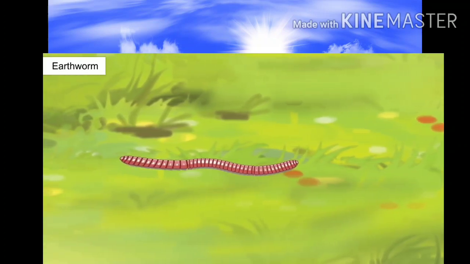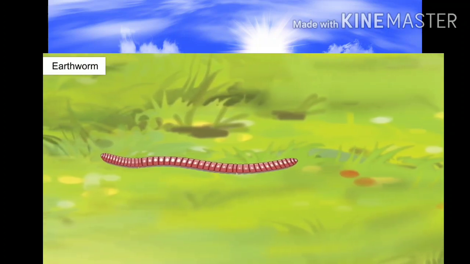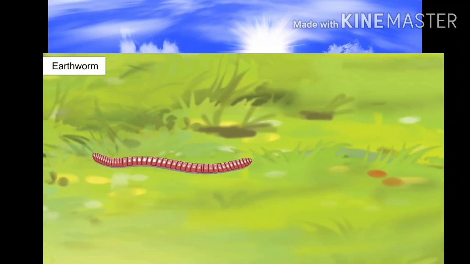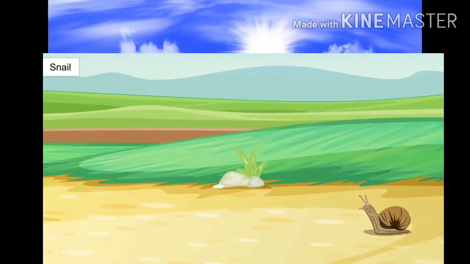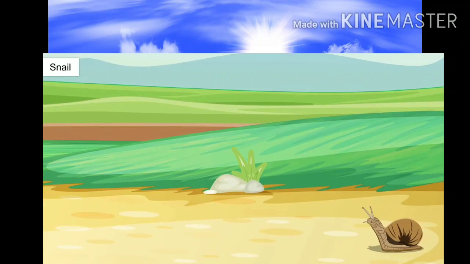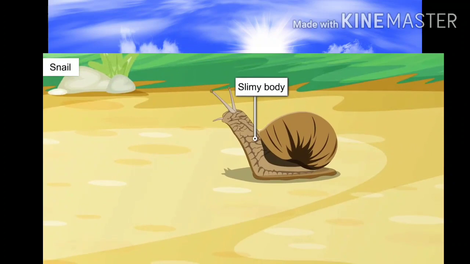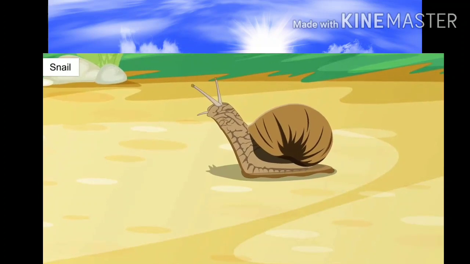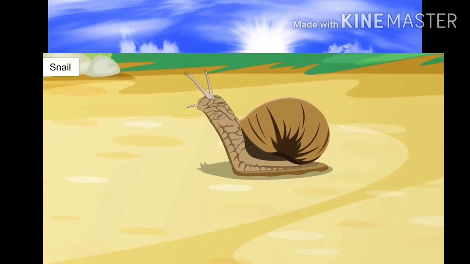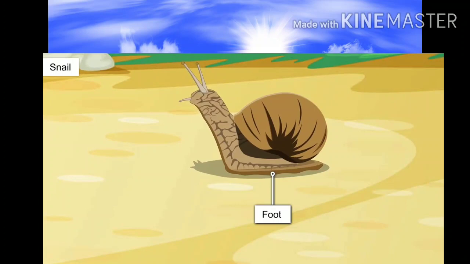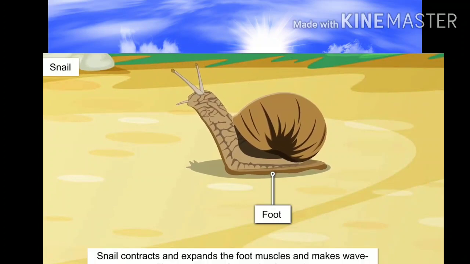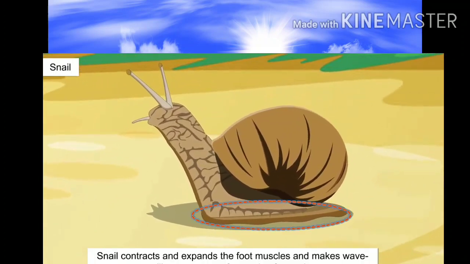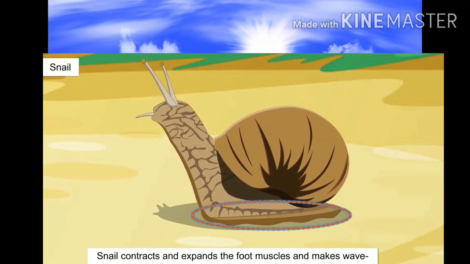Like an earthworm, many other animals have special features that assist them in movement. Let us observe the movement of some of these animals. Let us first look at the movement of a snail. Like an earthworm, a snail too does not have any bones. It has a slimy body and a shell on top. The snail moves with the help of a thick muscular structure present at the bottom of its body called the foot. It contracts and expands the foot muscles and makes wave-like movements for moving forward.